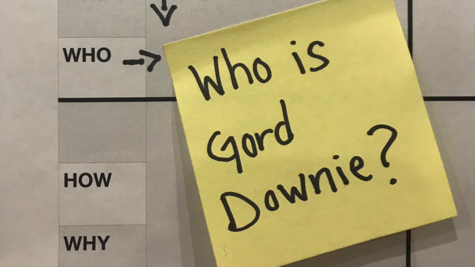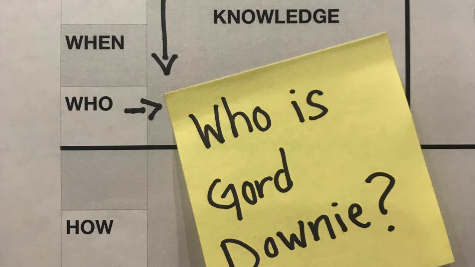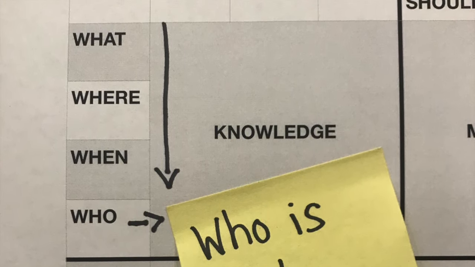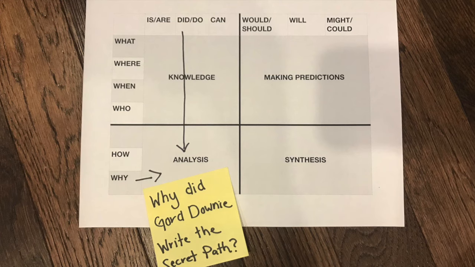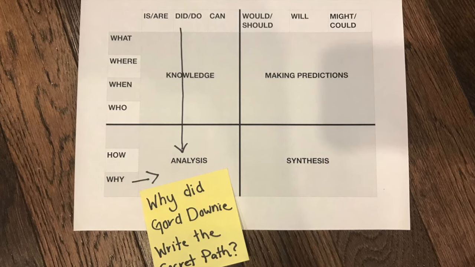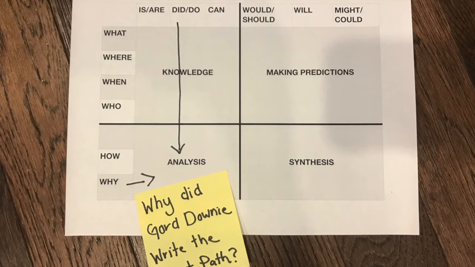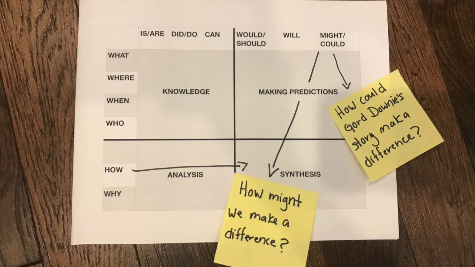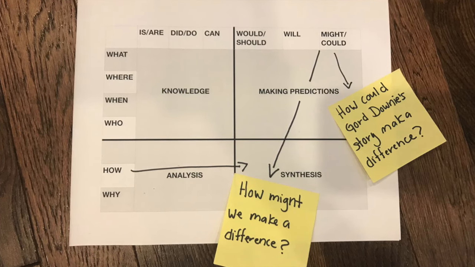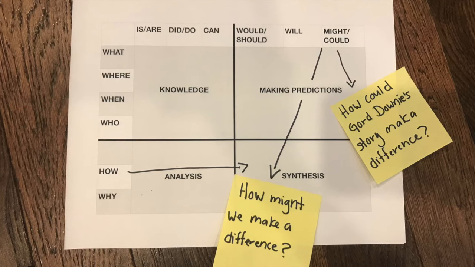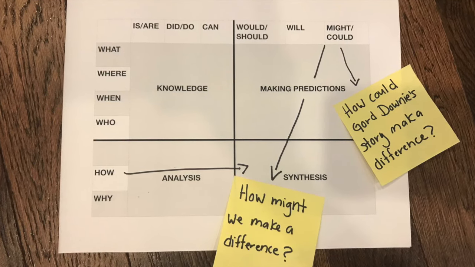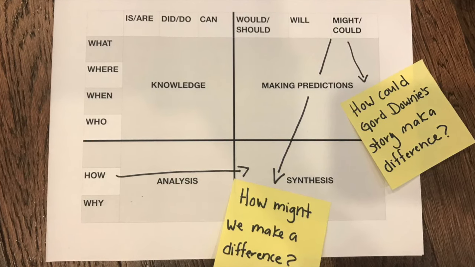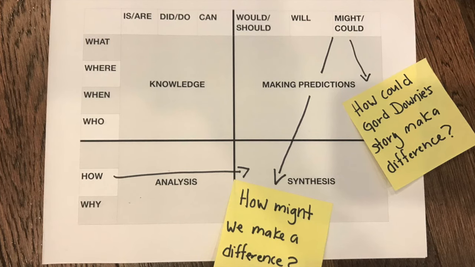For example, who is Gord Downie? This is knowledge, surface learning. Often I say to my students, if you can Google it, it gives us knowledge. If we change this question to, why did Gord Downie write The Secret Path? It allows us to analyze beyond the surface. How would Gord Downie's story make a difference? This is making a prediction. It's taking us a little bit deeper. And then if we change the words finally to how might we make a difference, then we're synthesizing and transferring our knowledge to our own experiences.